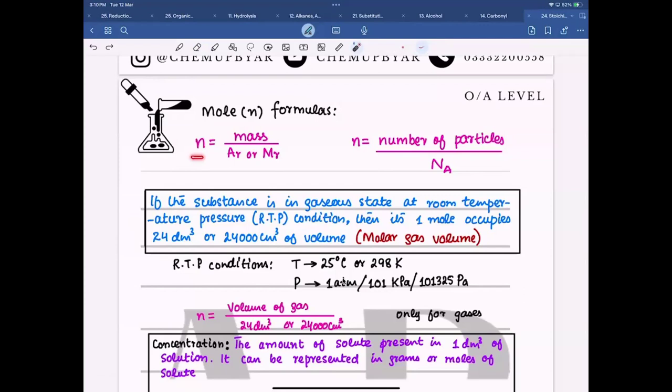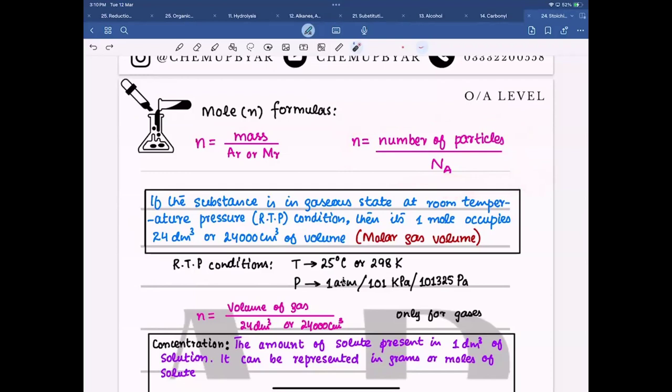For example, if you are provided with the mass of any substance, you will calculate the moles with this formula: you have to divide the mass of that substance by the Ar or Mr of that substance, and you will be able to get the moles. Then if you have the number of particles of some substance provided and you are asked to calculate the moles, you will divide it by the Avogadro's number. Na is the Avogadro's number, which means 6.02 × 10^23 particles.